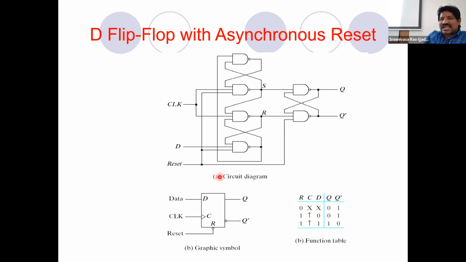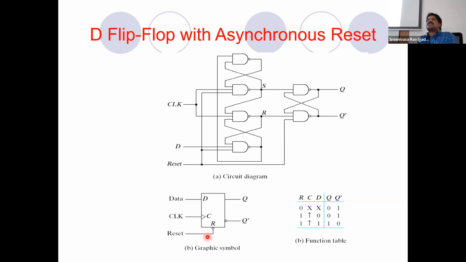And see, this is the schematic. In this, this is the data input, this is the clock, this is the reset. See, the reset is having the bubble, which means what? Whenever it is 0, it is activated. Whenever it is 1, it is not activated. So whenever it is 1, the reset will not work. Whenever the reset signal is 0, the reset will be working.